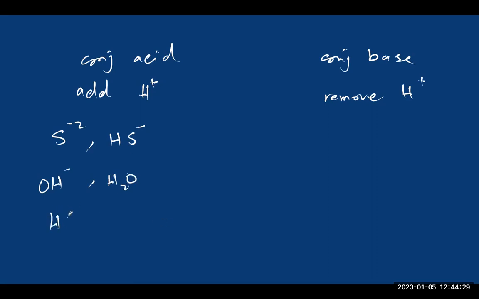If we have HSO4 minus, and we want the conjugate acid for this one, it will be H2SO4. We will do the same if we want to write the conjugate base, but it will be the opposite way. We will need to remove a hydrogen.